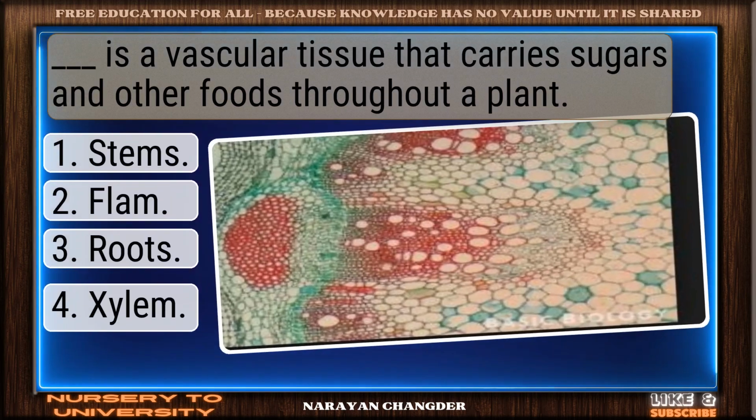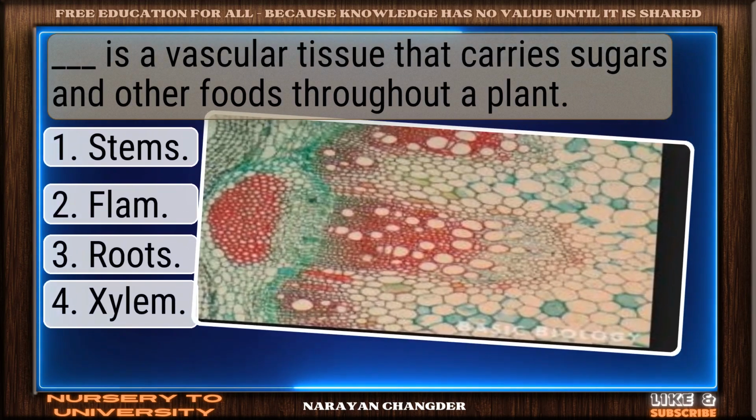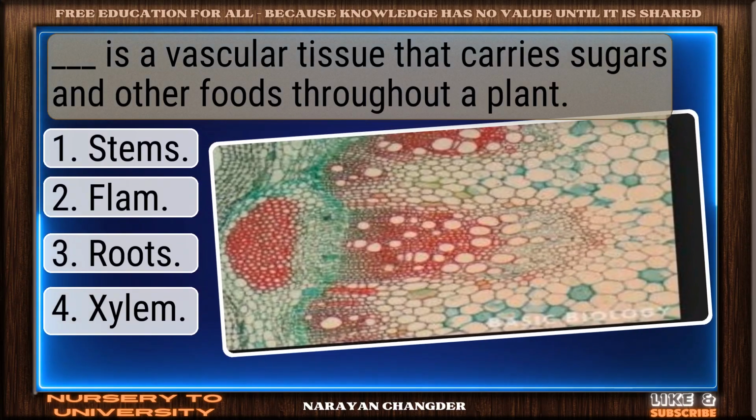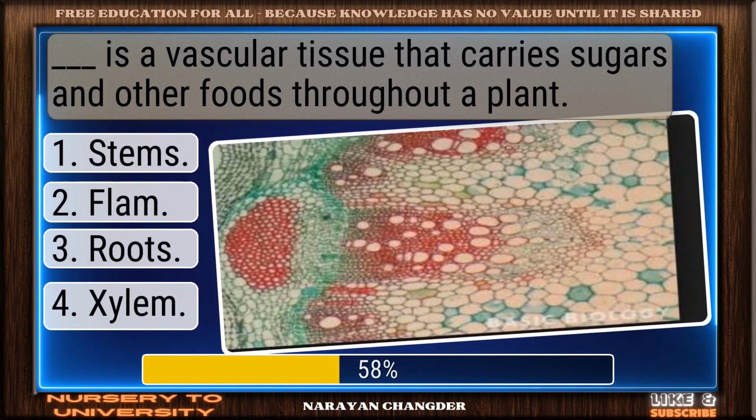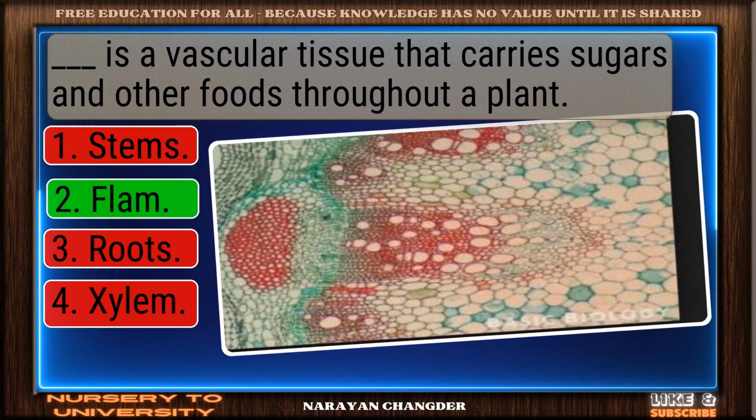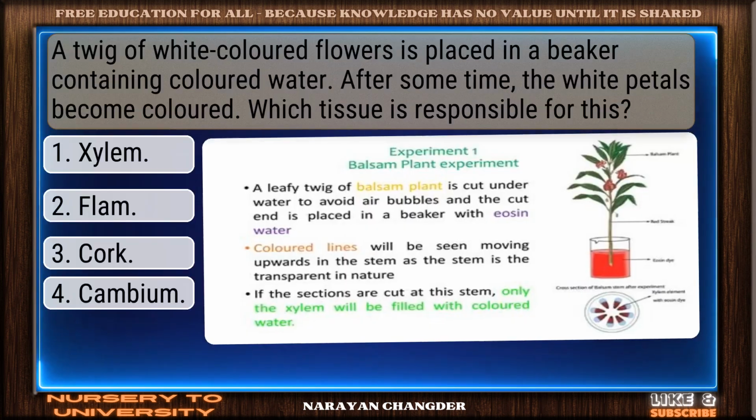Question number 7. Dash is a vascular tissue that carries sugars and other foods throughout a plant. Well done. Phloem is the right choice.